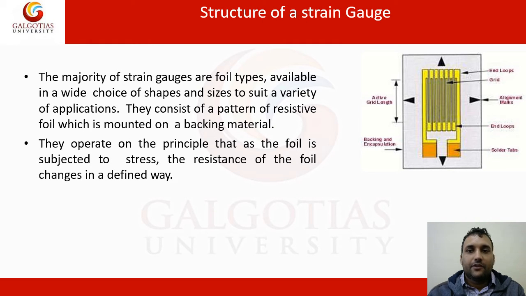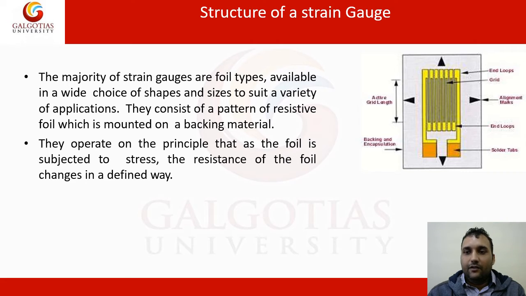Next is the structure of strain gauge. The majority of strain gauges are foil type, available in a wide choice of shapes and styles to suit a variety of applications. They consist of a pattern of resistive foil, which is mounted on a backing material.